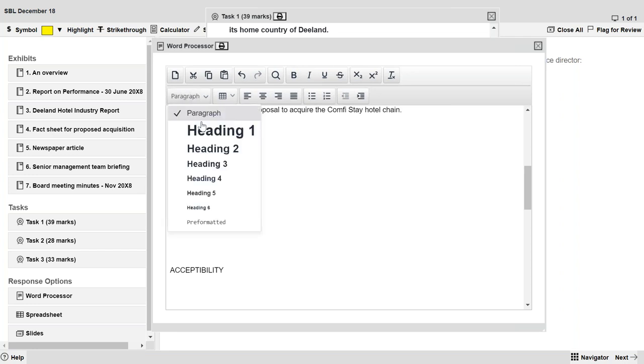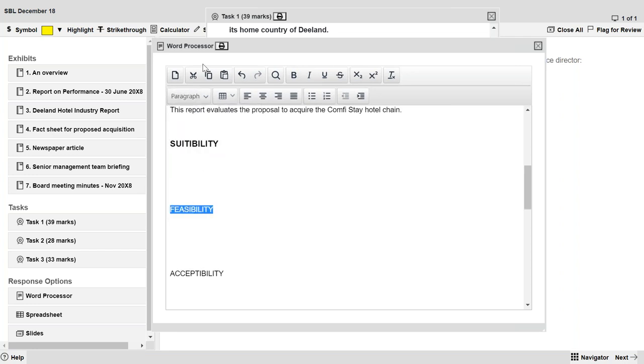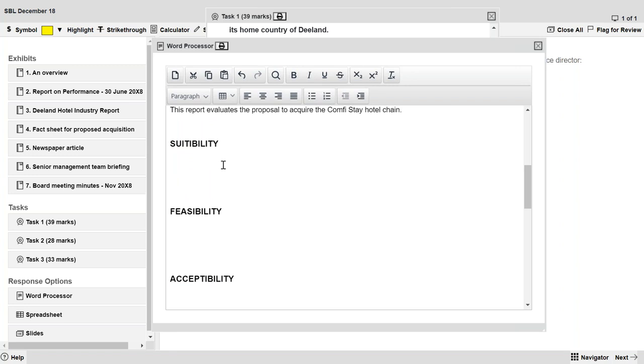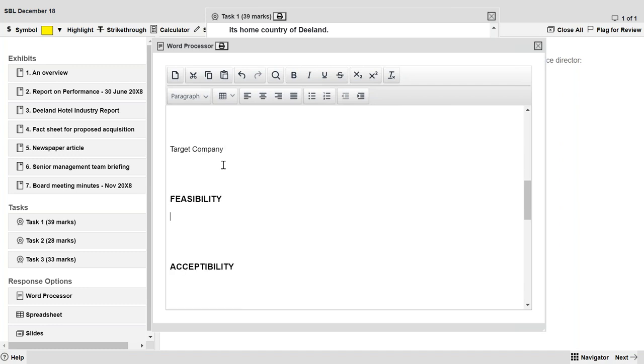So again, I would say heading 3, heading 3, heading 3. Now under suitability, I need 3 paragraphs, right? It was target, no, it was home country, and then it was target country, and then it was correct.